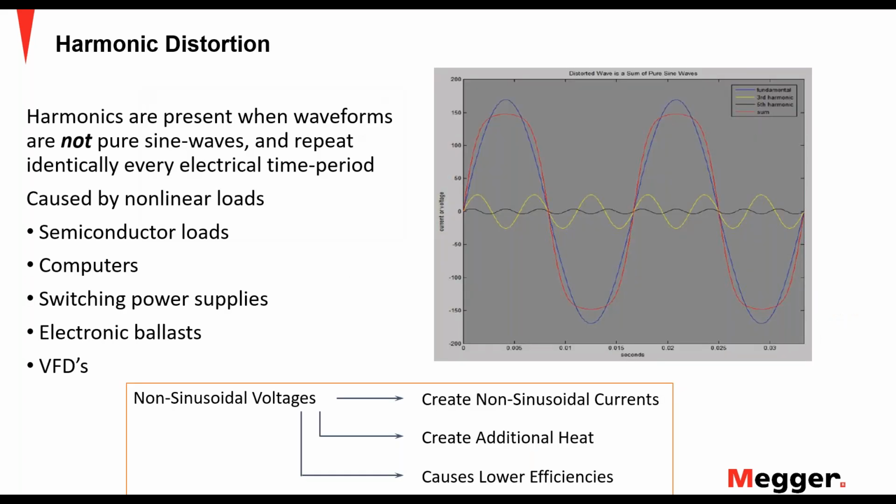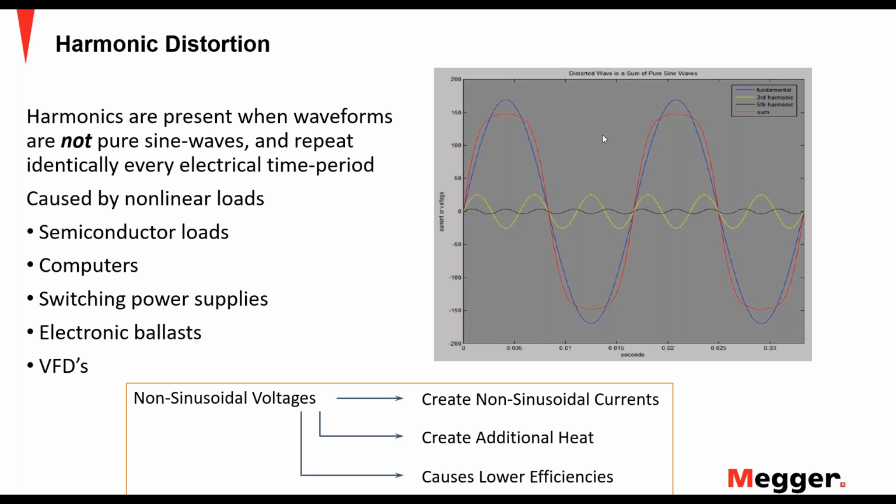Same with harmonic distortion. Harmonics are present when the waveforms are not pure sine waves. So here, if we take the blue waveform, and if there are other frequencies on that bus that repeat identically over the periods, like this black and yellow one here, and we add the black and yellow to our blue, which is the voltage that we want to supply to the motor, it actually distorts the voltage, and the resulting red there is what the motor is seeing.